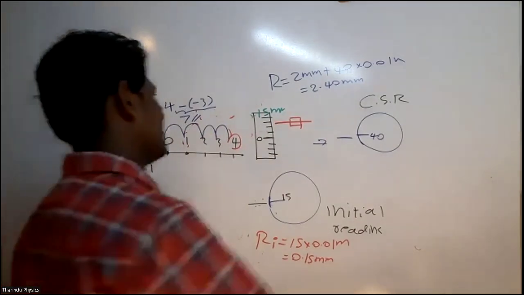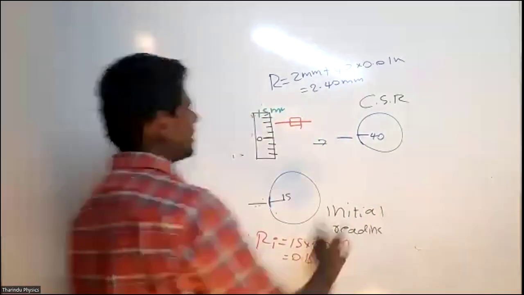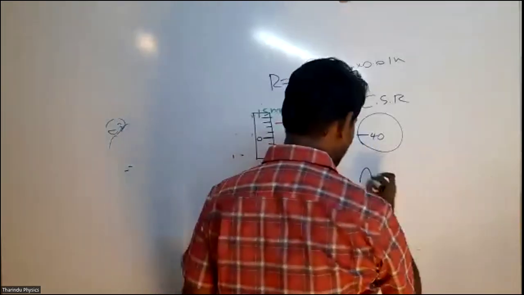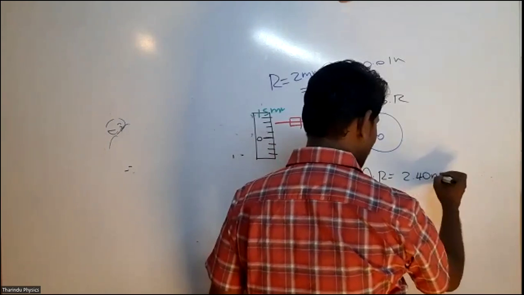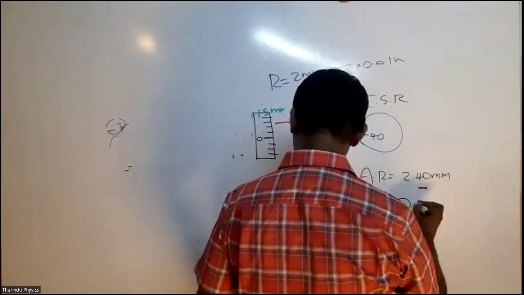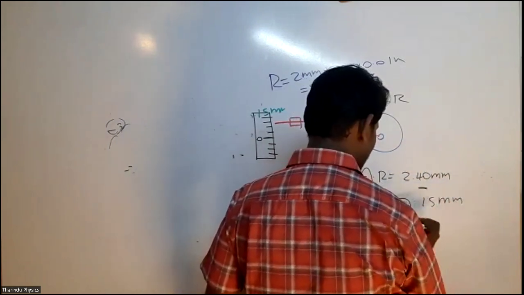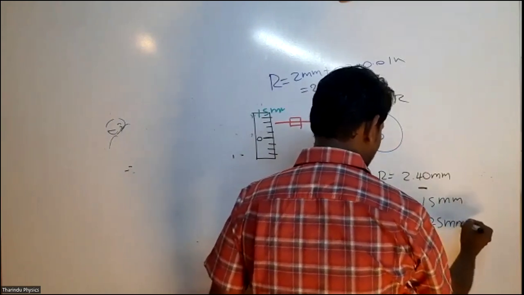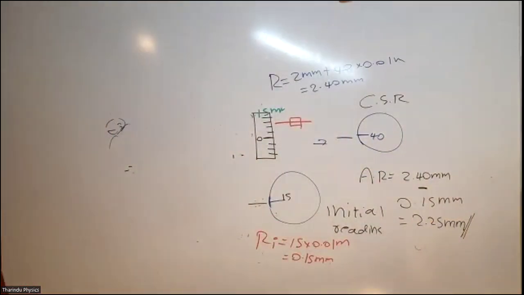Understood? Okay. So let me write the final reading of this one. The actual reading is 2.40 millimeter minus 0.15 millimeter. So the reading is 2.25 millimeter. Okay, copy that.